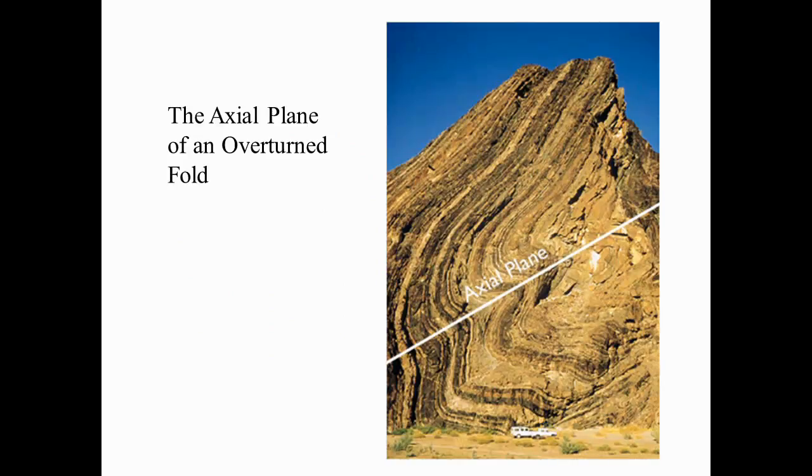Now here's a complicated fold. This is the axial plane of an overturned fold, and this is a huge fold. Notice that at the very bottom we have a couple of vans for scale. But again, the axial plane is passing in and out of the screen. Here's the line of intersection of the axial plane. And if you compare both sides of the plane, we see that one side of the axial plane is the mirror image of the other side. This is a very complex structure.